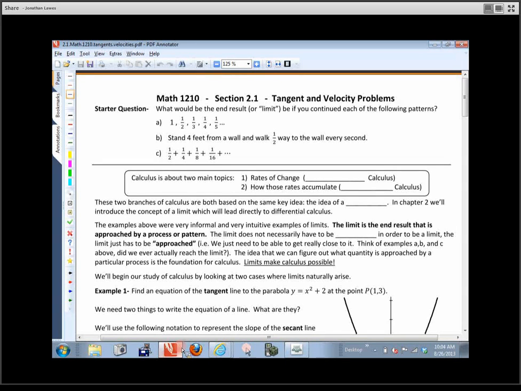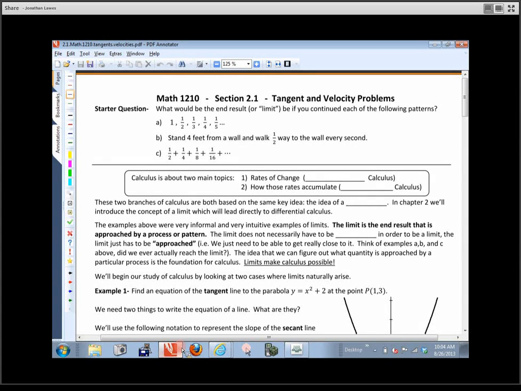We're going to start off, like I mentioned before, with a starter question. By the way, what was the starter question on last week's notes? What do people struggle with when they take calculus? It's the pre-calculus stuff that we talked about last week. We're now going to talk about some actual calculus ideas.